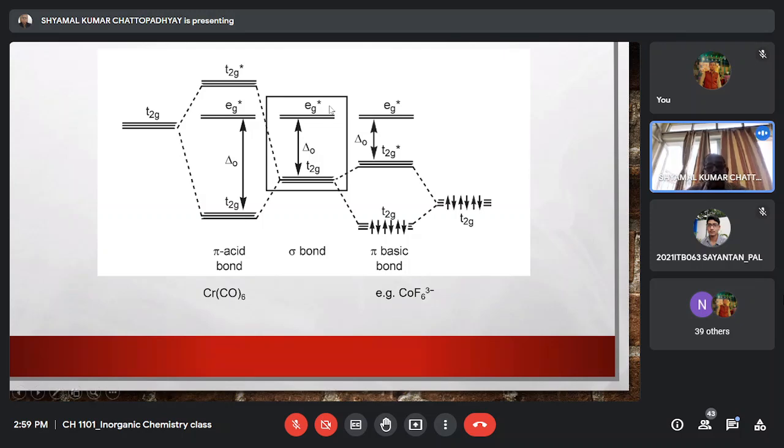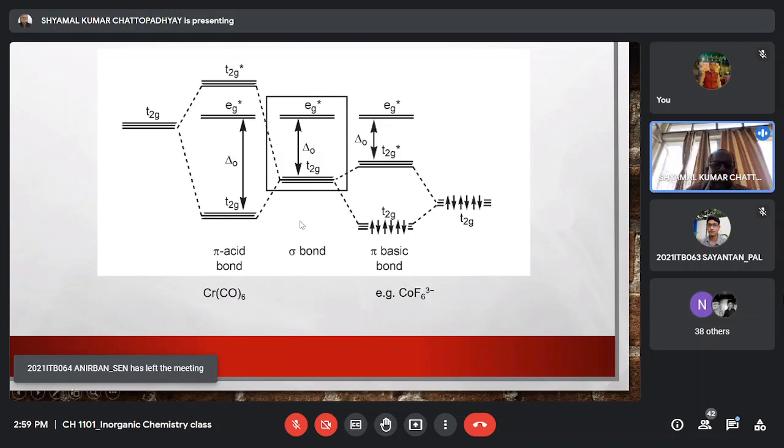So this is the sigma only picture. Now if the ligand is a pi donor also, that will lead to an increase of energy of the metal t2g orbital, because the metal t2g orbital now acquires antibonding character. So the energy gap between t2g and eg decreases, and hence the crystal field decreases. So when a ligand is both a sigma donor and a pi donor, invariably the crystal field will be lower.